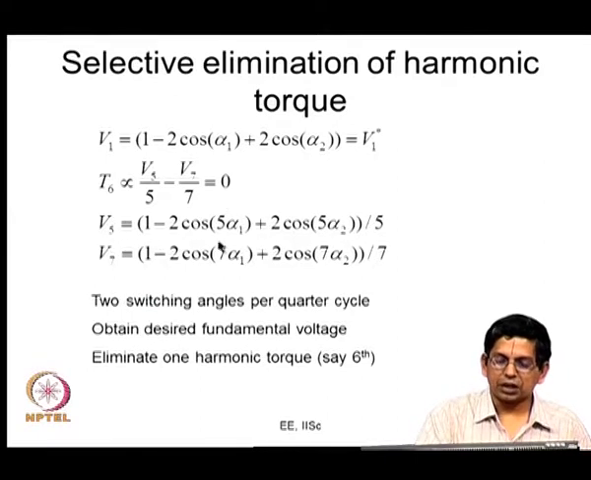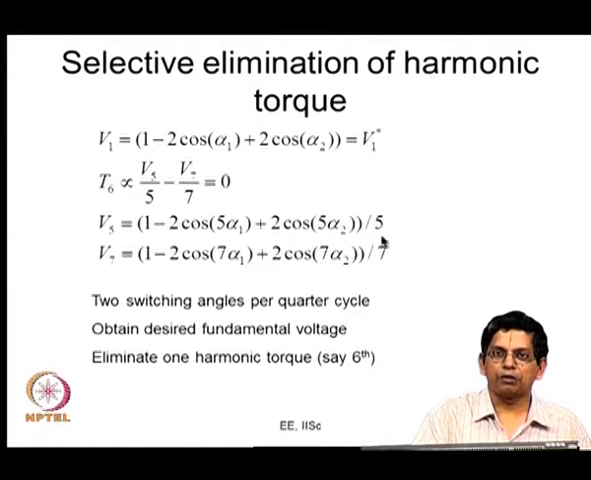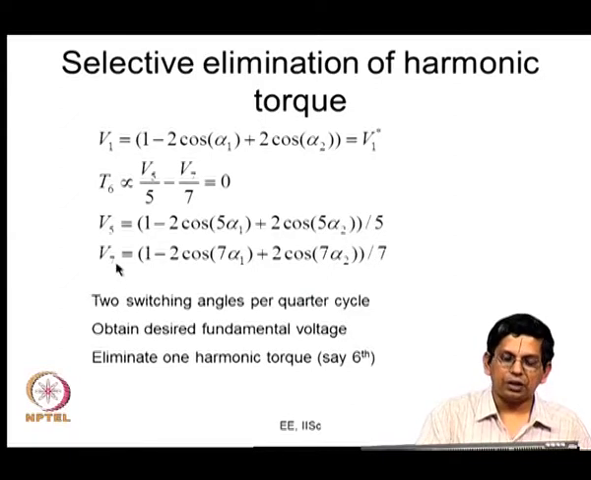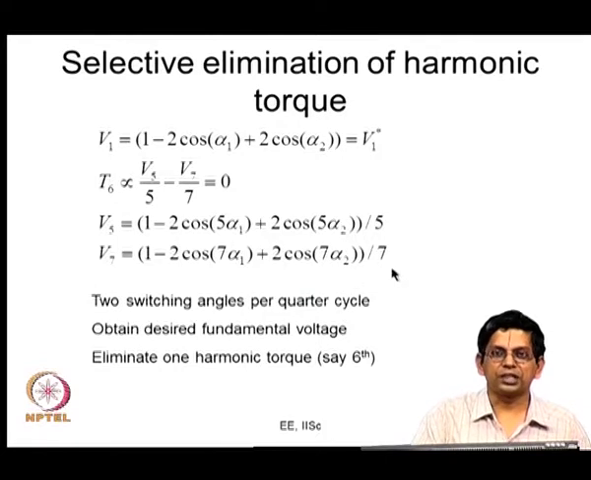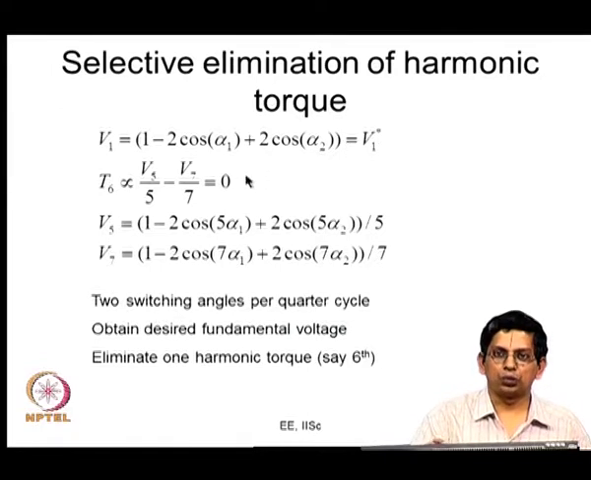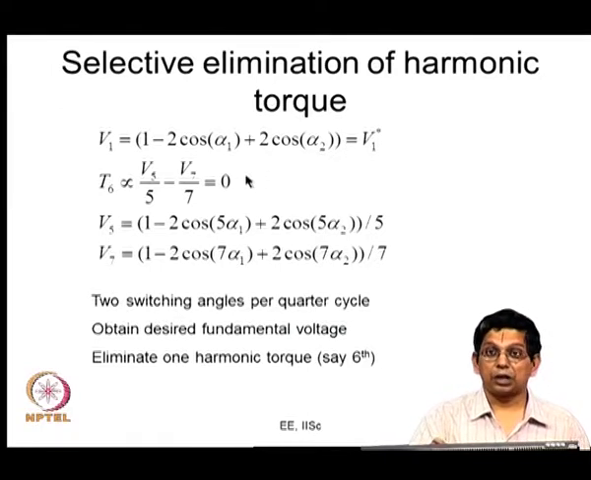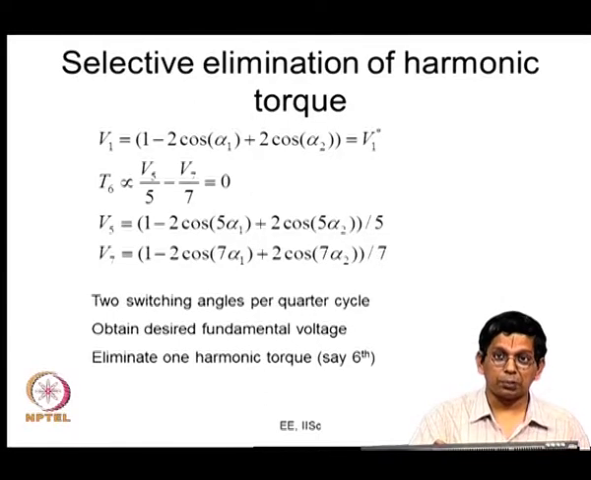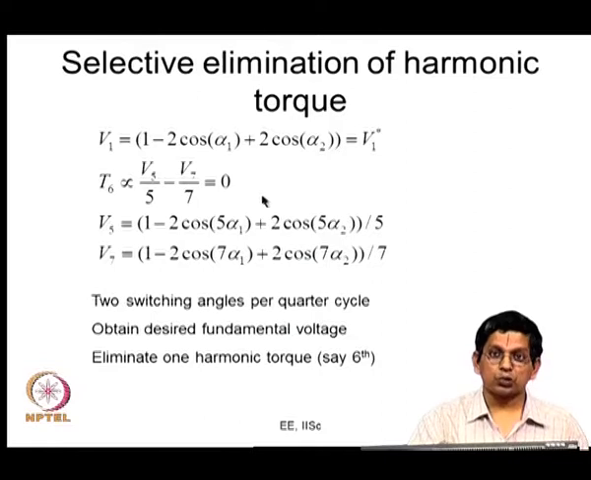So, what is this V 5? It is 1 minus 2 cos 5 alpha 1 plus 2 cos 5 alpha 2 divided by 5. And what is V 7? 1 minus 2 cos 7 alpha 1 plus 2 cos 7 alpha 2, the whole divided by 7. So, this V 5 by 5 minus V 7 by 7 you want to make 0. So, you once again have two equations and 2 unknowns, you can solve them. But as some of you might recall from my lectures on low switching frequency PWM, selective harmonic PWM, having 2 equations and 2 unknowns, it is not necessary that you should have a solution.